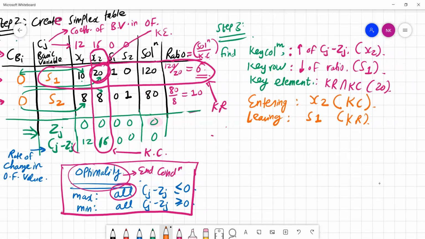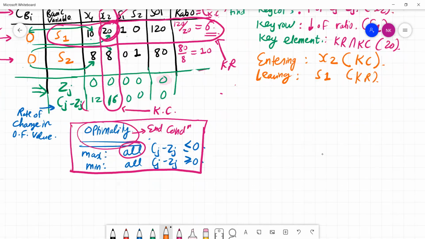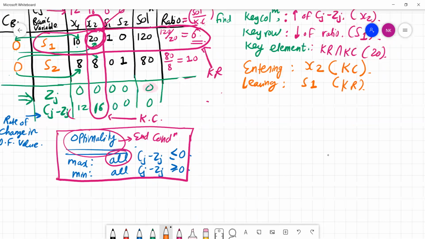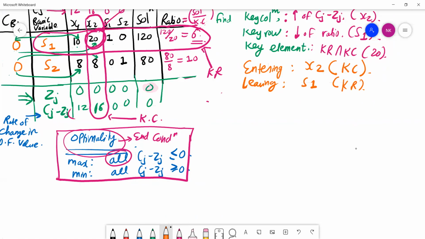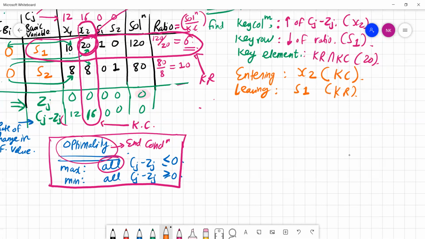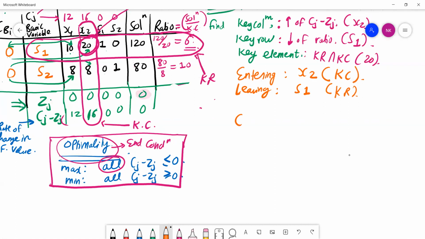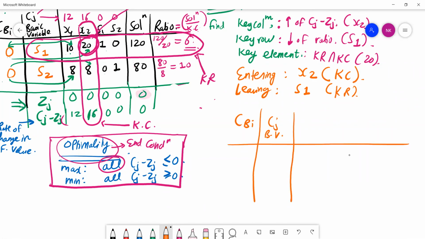Construct the simplex table again in the same manner. So we will be writing CBI, CJ, basic variables. The basic variables are X1, X2, S1, S2, then solution, and then ratio.